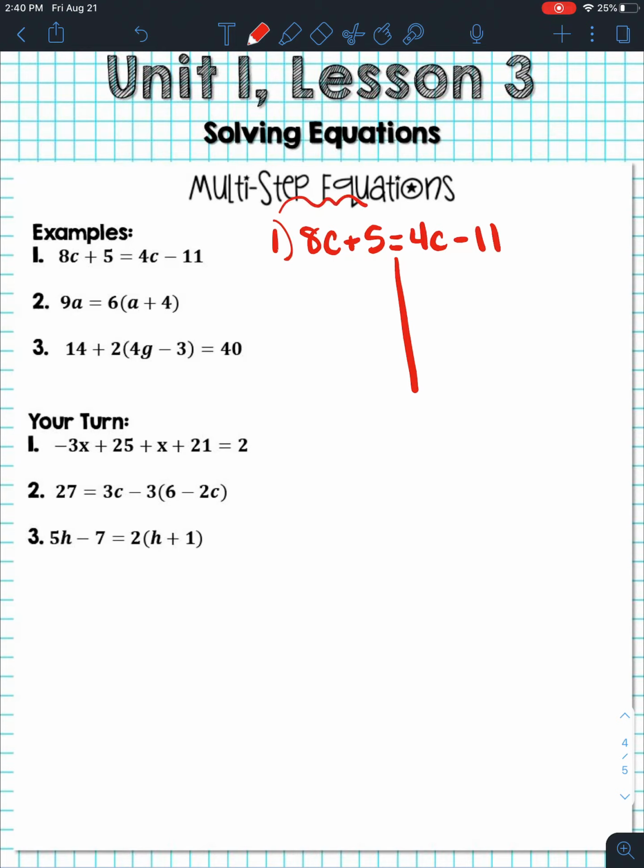terms on each side. So what that means is I'm going to look at this side of the equation. Do I have any like terms to combine? No, I have 8c and 5. These are not like terms. They don't have the same variable. Same thing over here. I don't have like terms.